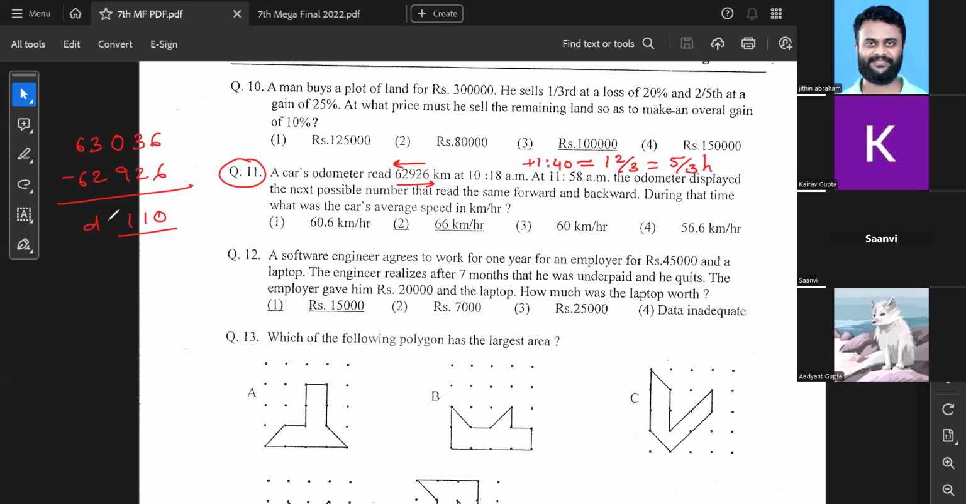So the distance is 110. The time is 5 by 3. We are supposed to find speed. Speed is equal to distance upon time. So 66, option 2. Correct. Yes, sir. 110 into 3 upon 5. Correct. 66 will be your answer.